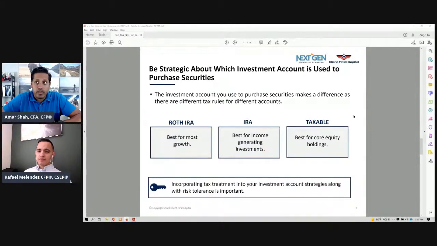Do you have anything to add to that? Yeah, I mean, I think this is one of those things that a lot of people don't really know. You hear the terms asset allocation, but I think this speaks more to the asset location. So where are you putting each one of those securities in these types of accounts?